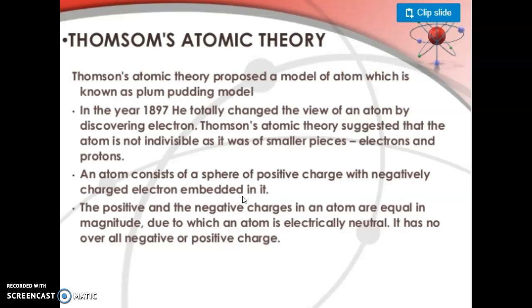So these were the basic assumptions of these three scientists. First was Democritus, then Dalton, and then Thomson. So hopefully you understood the basic idea of their atomic theories. I will ask questions related to these atomic models in the assignment also. You have read about these atomic models in your lower classes, in grade 8th and grade 10th also. So I think there will be no difficulty in understanding these models.